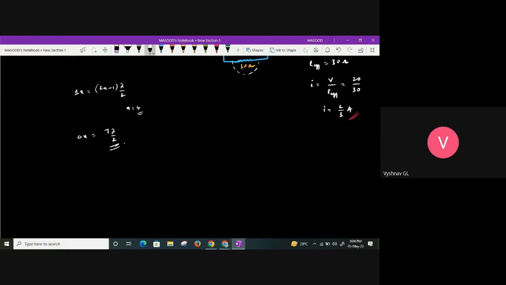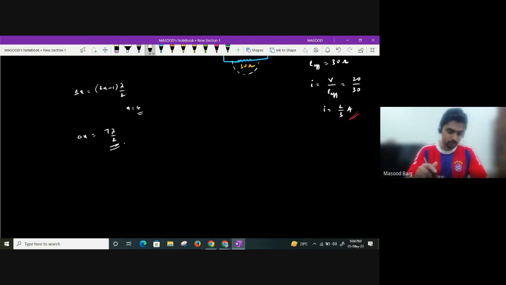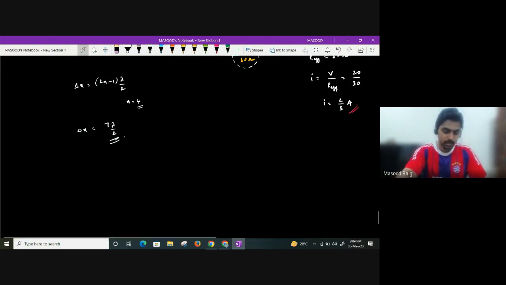Next, a ball of mass m is dropped from a height h, strikes the ground and rebounds to half of the initial height. What is the impulse they are asking? So very simple logic. When it is dropped from a certain height h, with what speed is it going to hit the ground?